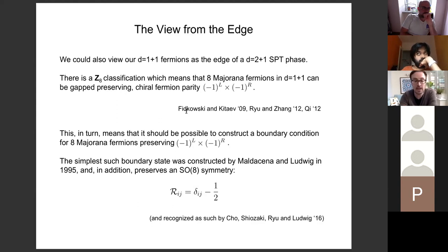In fact, they were first written down in 95 by Maldacena and Ludwig. This was Maldacena before Maldacena was Maldacena. They didn't realize anything about SPT phases, and the connection was made in a paper by Cho, Yuzaki, Ryu, and Ludwig a few years ago. The general question you can ask is, of all the boundary conditions we've written down, which of them have this remarkable property that they preserve both left and right moving fermion parity?